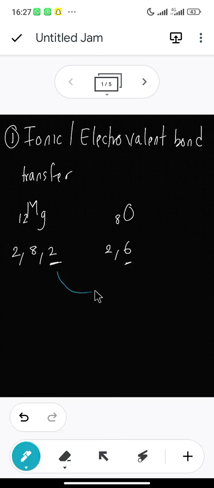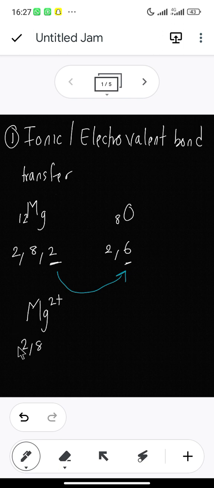Magnesium is going to lose 2 to oxygen. And remember what we said, that whenever an element loses electrons, it becomes positively charged. So magnesium is going to have a charge of 2+ because it lost 2 electrons, you understand? And we're going to have a configuration of 2 and 8. So this is an octet. This is complete, it has gained stability.